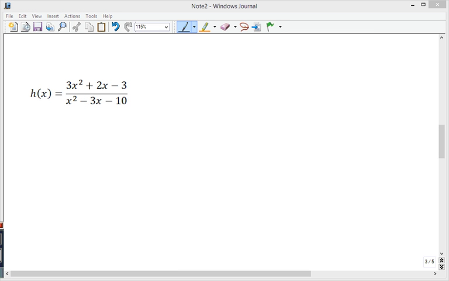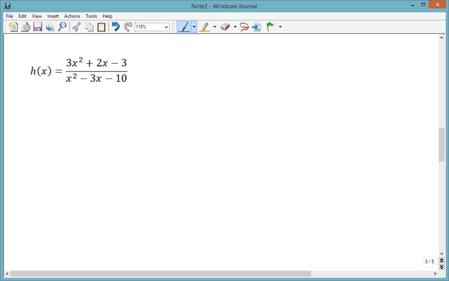Here's one more, and we'll just find the horizontal asymptote here. Notice that the degree of the top and the degree of the bottom are the same. They're both second degree polynomials. When that's true, we really just have to look at the coefficients of those leading terms.